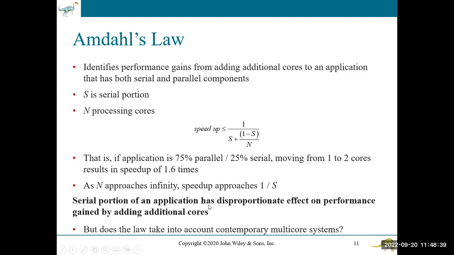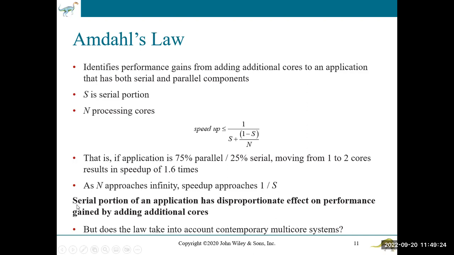It says the serial portion of an application has a disproportionate effect on performance gained by adding additional cores. What does that mean in plain English? If you have a very large serial component of your computing solution, it's going to increase the overhead for the performance gain with multiple processors. Translation: the more you can do parallel with multiple processors, the less the overhead and the greater the efficiency of the parallel solution.